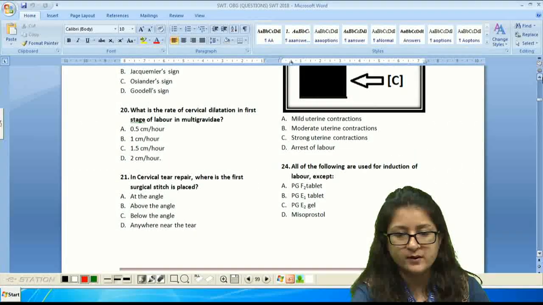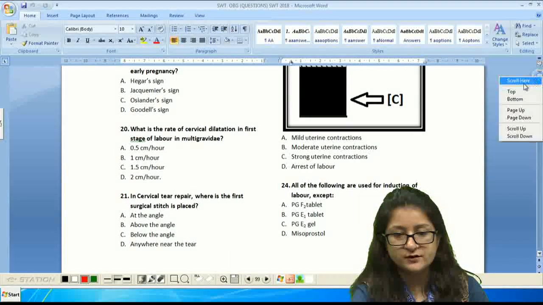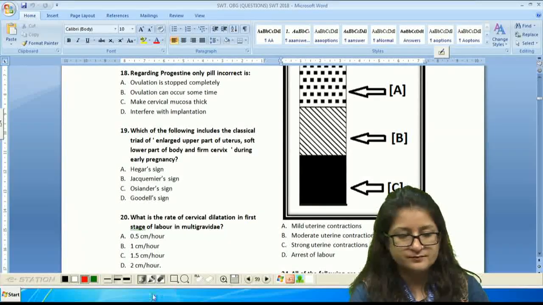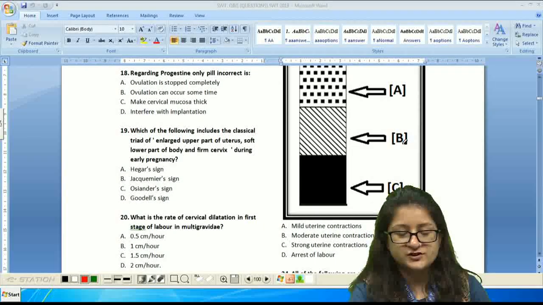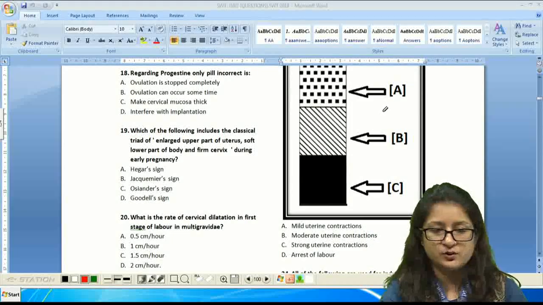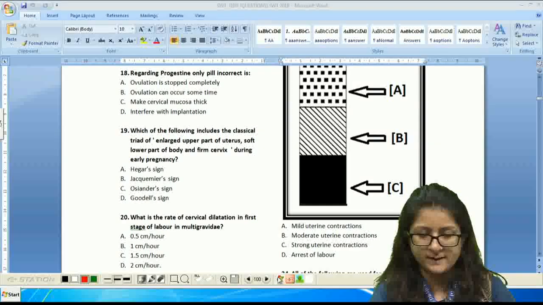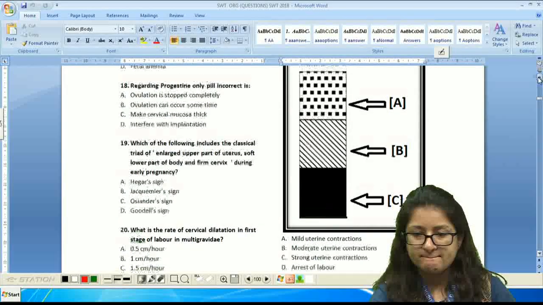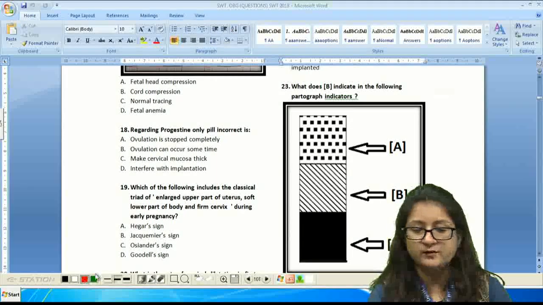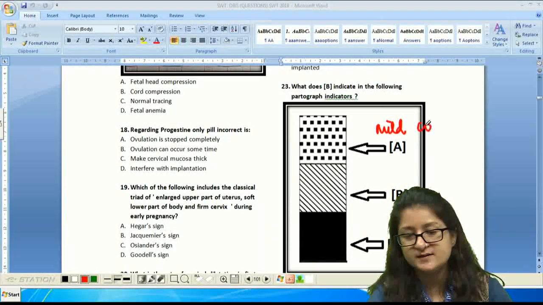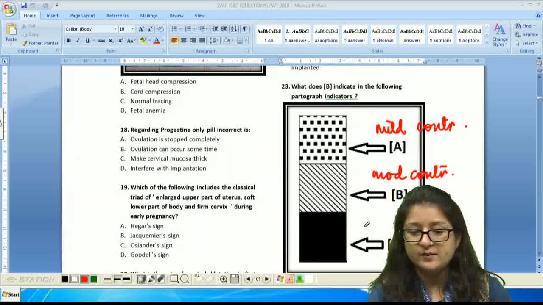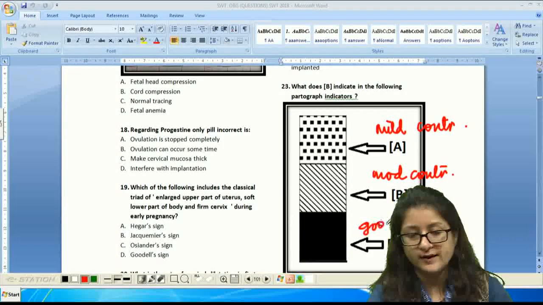Moving on to the next question, question number 23. What does B indicate in the following partogram? So, in the following partogram, A represents mild contractions, okay, B represents moderate contractions, and C represents good contractions.